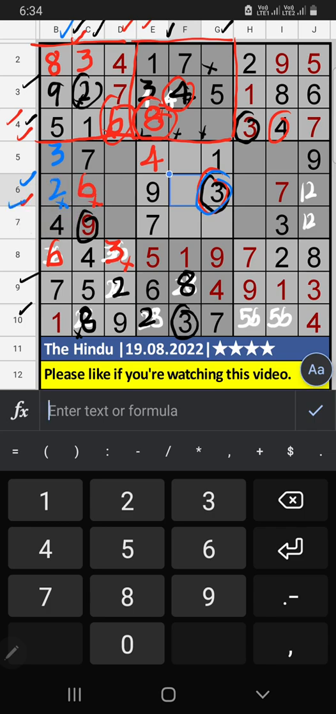6th row, we have 2. So 2 can't come in the cell. 2 is confirmed here. Then 1 is here. Column D, 3 numbers are remaining, 1, 5, 8. 5th row and 6th row, we have 1. So 1 can't come in these cells. Then 1 is confirmed here. Then only 2 numbers are remaining, 5 and 8. It will come in one of the 2 cells. We will confirm later.